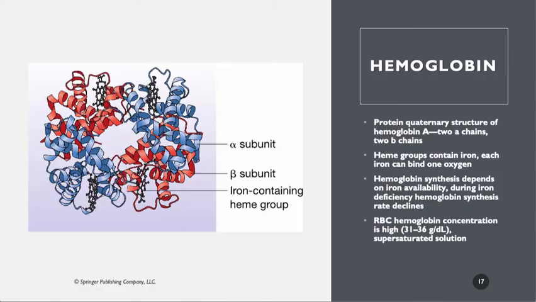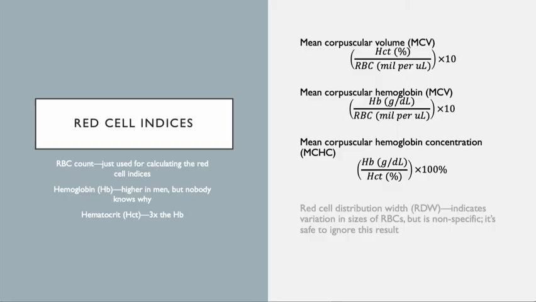So the hemoglobin molecule, remember, has alpha subunits and beta subunits. That's unimportant. The fact is that they can hold 4 oxygen molecules. Each of these hemoglobin molecules can hold on to 4 oxygens.